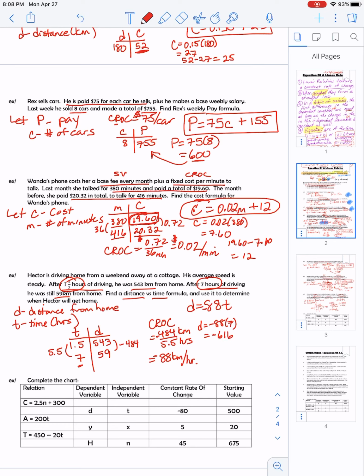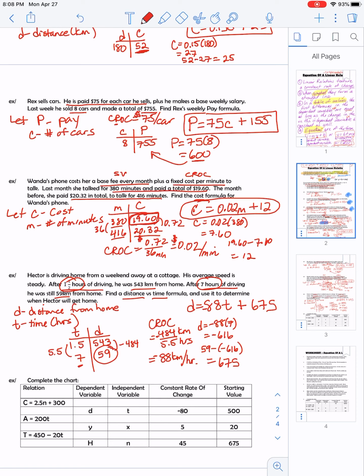But I don't want to be at negative 616. I want to be at 59 after 7 hours. So 59 minus negative 616, or 59 plus 616, is 675. So that means he started 675 kilometers from home.